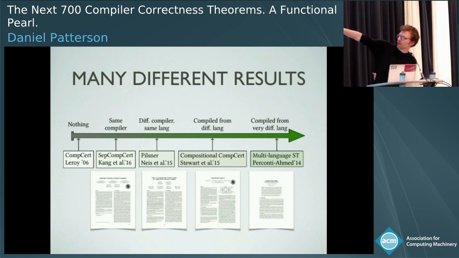This spectrum is sort of along the lines of what target code can you link with and where does it originate from, which extends all the way from nothing for whole program compilers, and there's tons of whole program compilers, CompCert, the original CompCert, just an example here, or the output has to be from the same compiler, all the way on the other end of the spectrum is you could link with code that you couldn't even express in your source language.